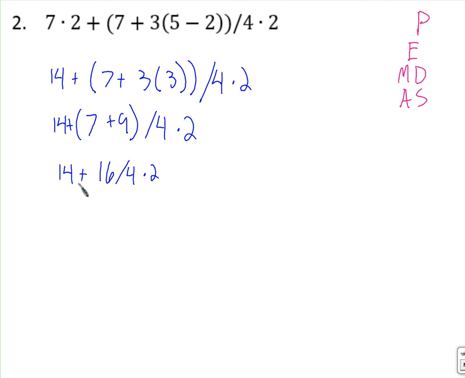Right? There could be some other planet somewhere with aliens who've agreed to do addition first. All right? Everybody just agrees to do addition first and then multiplication. It could be anything you want. We agree multiplication and division before addition. So 14 plus 16 divided by 4, because we do multiplication and division from left to right. 16 divided by 4 is 4. We multiply that by 2. Still, this is being multiplied by 2, so we're going to do that first. 8, 14, 22.